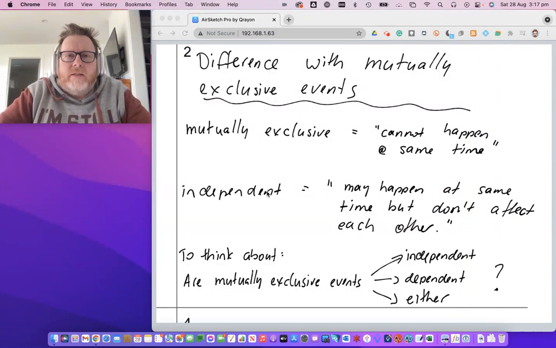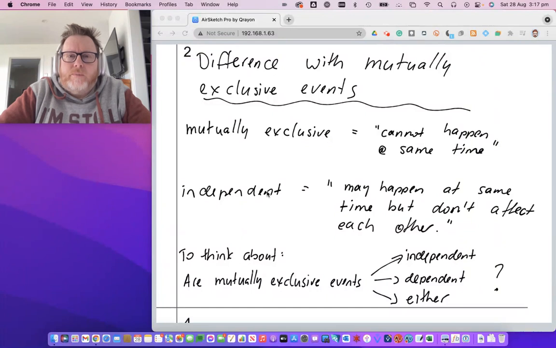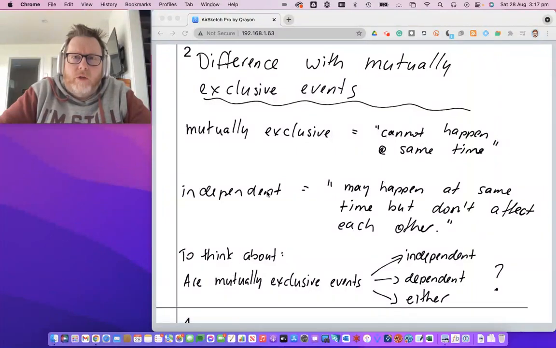Whereas independent events, as per the example I just showed you before, can happen at the same time, but they just have no bearing on each other in terms of the outcome. So that's the difference between the two. So what I want you to think about, you might want to pause the video. You might just want to think about it for a little while and then articulate your thinking afterwards.